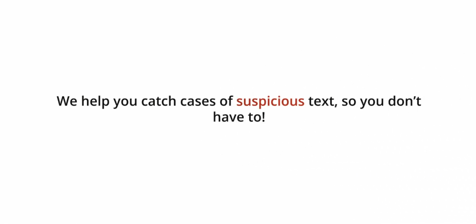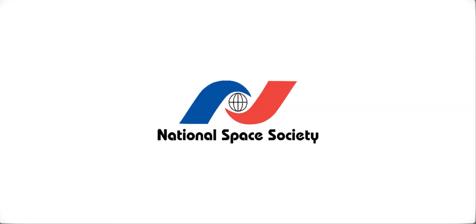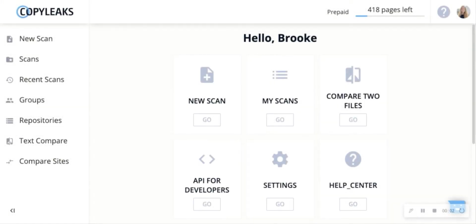Copyleaks is able to check text in more than 100 languages, including Spanish, Portuguese, Arabic, and Chinese. We're proud to be working with companies and universities from around the world, including BBC, NSS, Macmillan Learning, Stanford University, Toro, and many more. Now I'll give you a quick overview of Copyleaks in action.